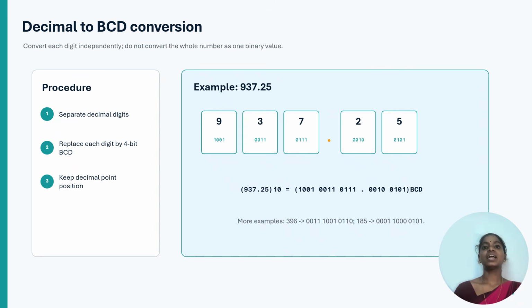For example, convert 3962 to BCD. 3962 is a decimal number. For 3, the binary coded decimal is 0011. For 9, it is 1001. For 6, it is 0110.